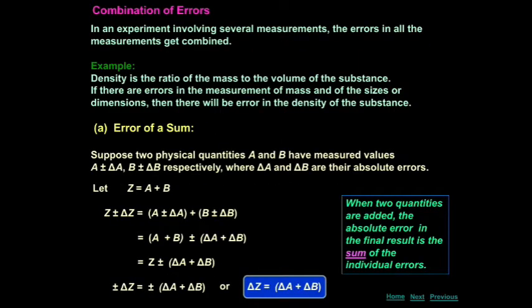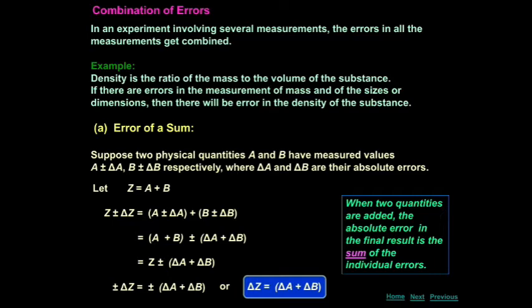Next we can see propagation of errors or combination of errors, both are the same. Here the various possibilities of the propagation or combination of errors in different mathematical operations are discussed. That is, various possibilities in experiments involving several measurements. In error, all the measurements get combined. That is propagation of errors or combination of errors. In our textbook, 4 kinds of combination of errors will be given, 4 or 5.